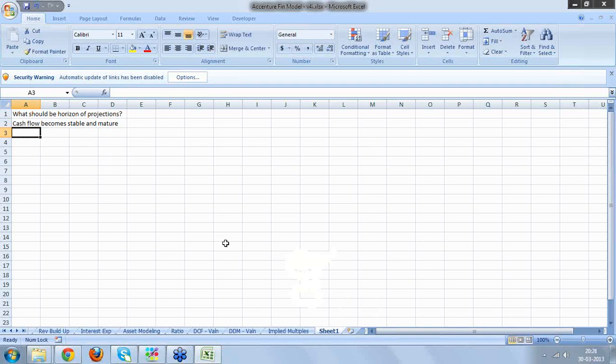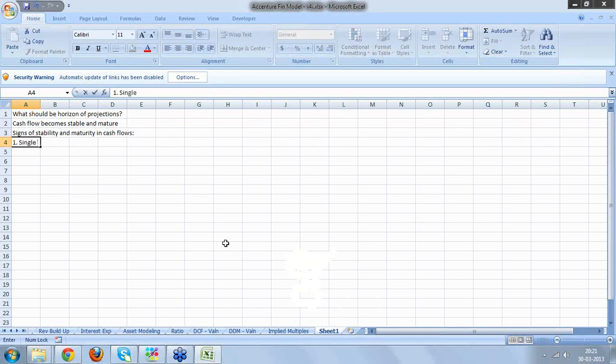So that throws open another question. How do you know your cash flow has become stable and mature? So signs of stability and maturity in cash flow. So there are at least 3-4 signs that I'll talk about, which you can also get.